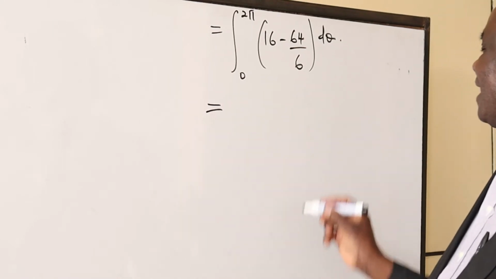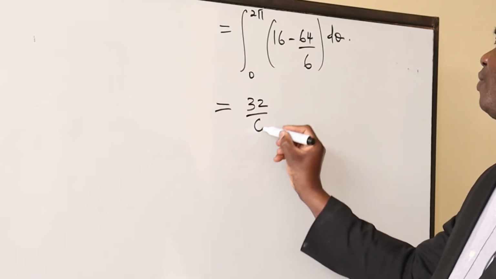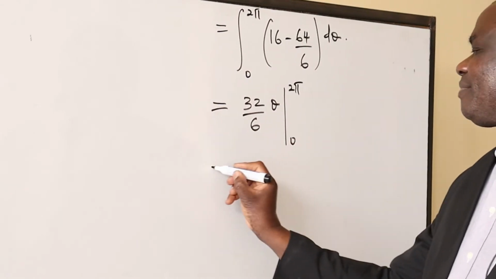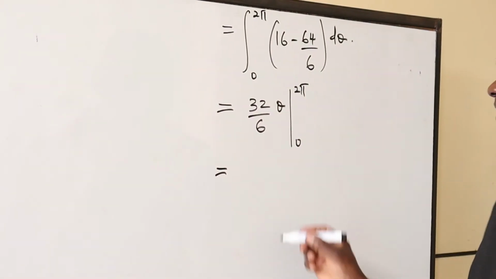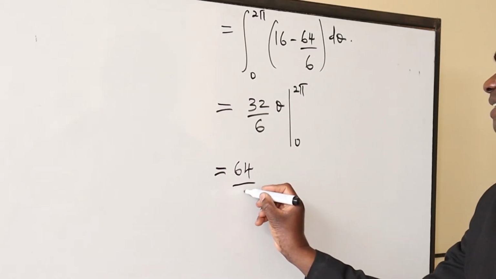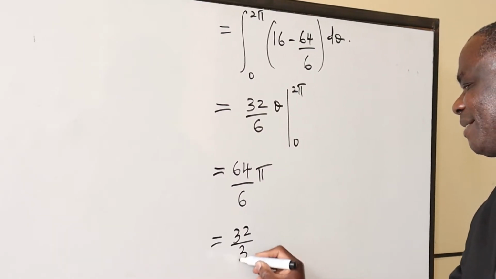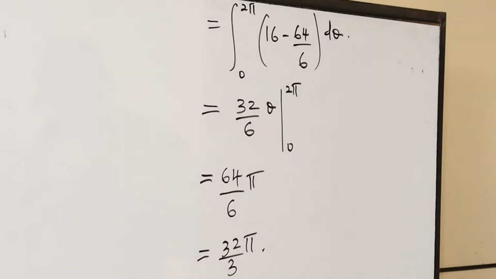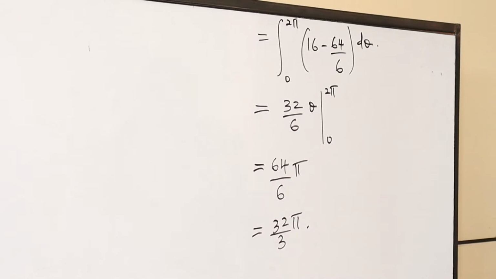So when we integrate, we'll get 32 all over 6 theta. Then we put limits from 0 to 2 pi. When we insert this 2 pi here, it will be 64 all over 6 pi, which is the same as 32 all over 3 pi. And that is the evaluation for that particular triple integral over the said solid.